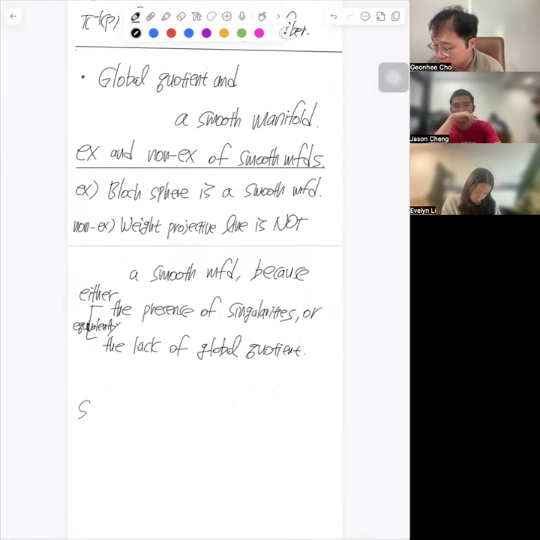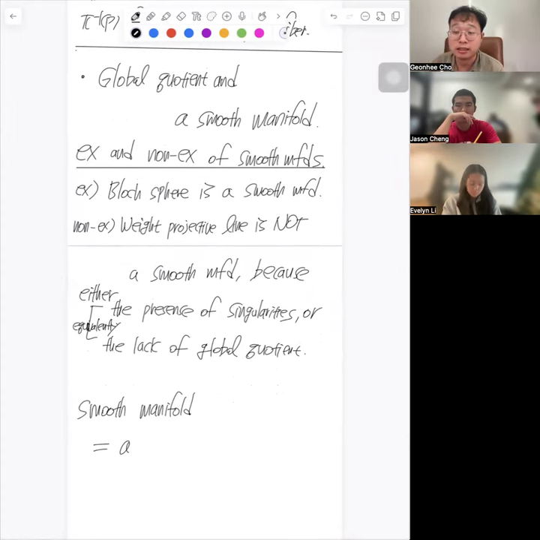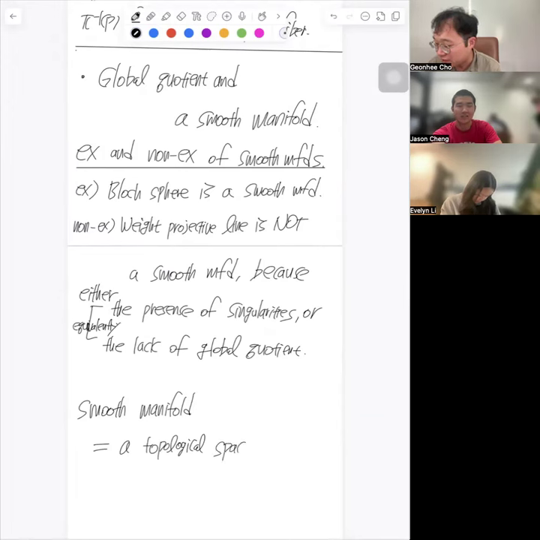So first, smooth manifold. I'm a little hesitant to put every term concretely, but as I heard from Jason today, he took topology, so let me use the term. This is a topological space. If you are not familiar with this term, you can just skip it. That's completely fine. You can simply say a space, but rigorously speaking, I should say a topological space.